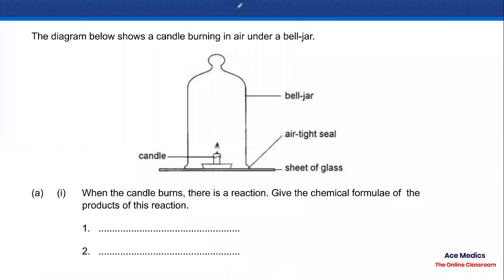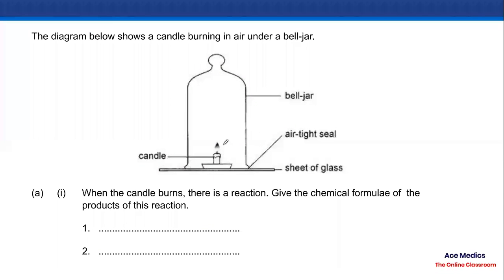Okay, so let's go on to doing some practice questions then. The diagram below shows a candle burning in air under a bell jar. When the candle burns, there is a reaction. We have to give the chemical formula of the products of this reaction. We have to be very careful here because we want the chemical formula, we don't want it written in words.